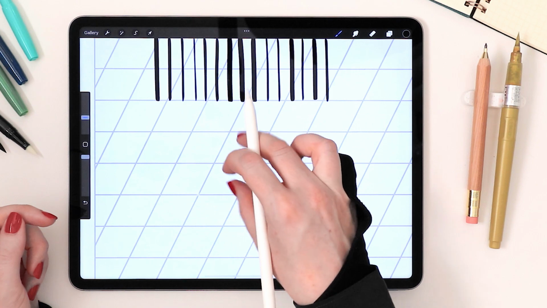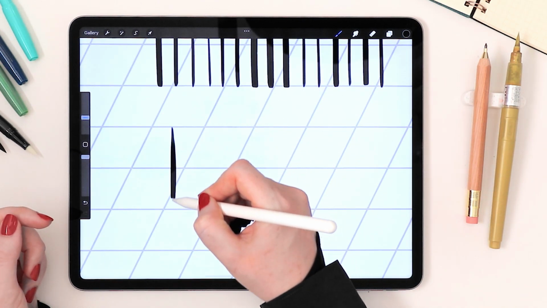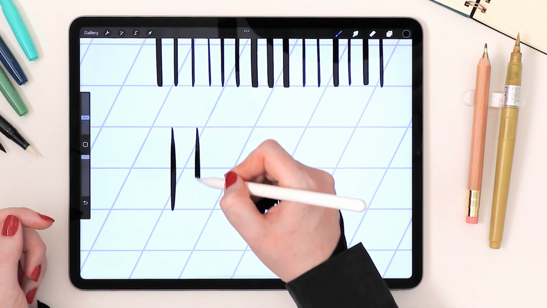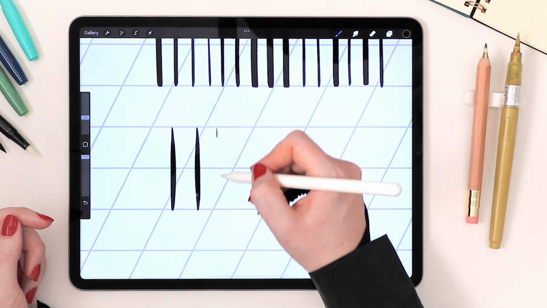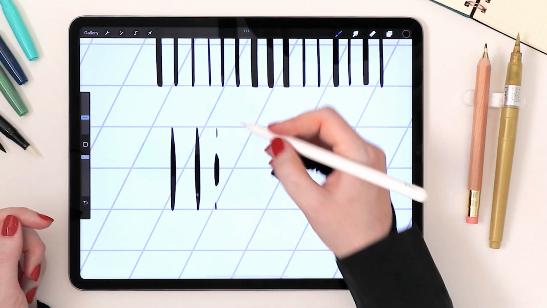Now we're going to make this one level harder by adjusting the width of the stroke as we draw down. So I'm starting with minimal pressure. I'm getting thickest in the middle, and I'm moving back to minimal pressure at the end.